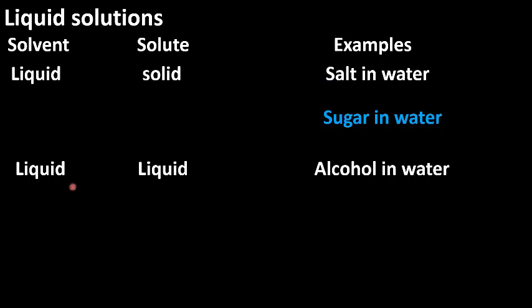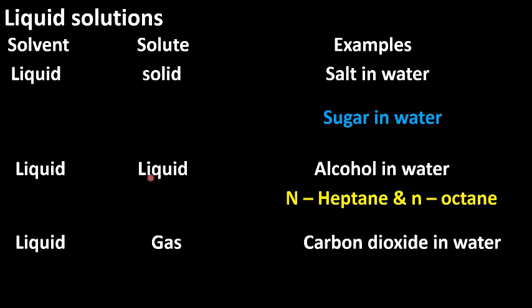Liquid solvent and liquid solute, alcohol present in water. Not only alcohol present in water, any two miscible liquids we can take. So N-heptane and N-octane, carbon tetrachloride and methylene chloride. There are so many examples. Liquid solvent and gas solute, carbon dioxide in water. In water, many gaseous substances are dissolved. For example, the dissolved oxygen gas is meant for sustaining the life of aquatic animals.